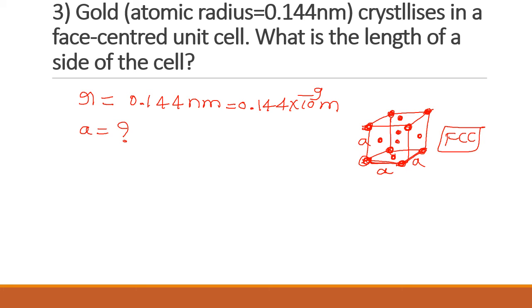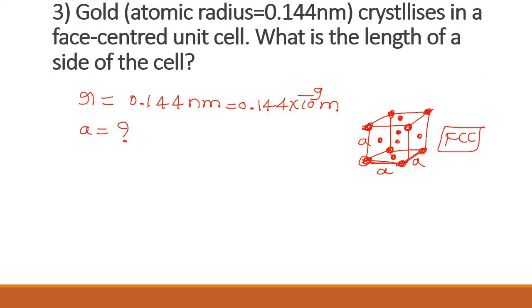Only thing is they have given the radius. What is the relationship? See, only two data you have: one is radius and the other is edge length. No other data is given like density, volume, or molar mass. So how to solve this type of problem? This type of question may be asked for 2 marks, not for 3 marks. So what is the relationship between edge length and R?